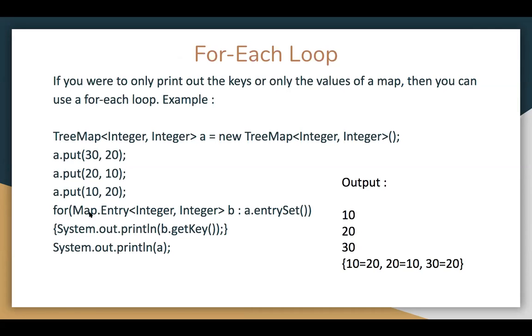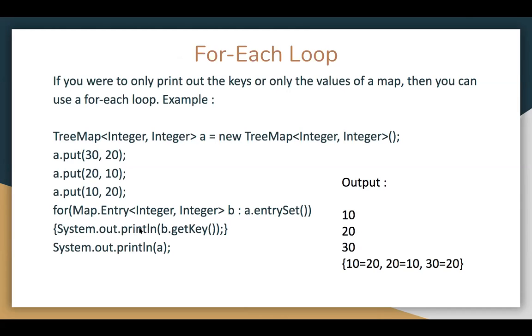If we did a for, and then we did Map.Entry, Integer, b. So think of the map as a class in a way, and then .Entry. So this is like another kind of method. And then you're putting in the values that your TreeMap has, and then b as a variable name, and then a.entrySet. So basically we're saying that since a.entrySet turns it into an array, that's the reason why we can loop through this. And you're basically saying that this b will take every single key and value pair inside of the TreeMap.